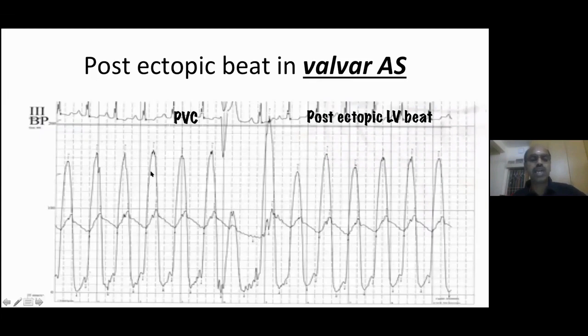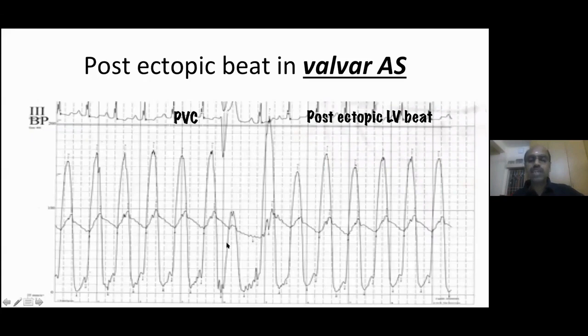There is a substantial aortic stenosis gradient. There is an ectopic beat, and this is the post-ectopic beat. Post-ectopic beat is having a high LV systolic pressure. In a normal person, if there is an ectopic beat, that ectopic beat results in poor left ventricular stroke volume, and so left ventricular systolic pressure is low.